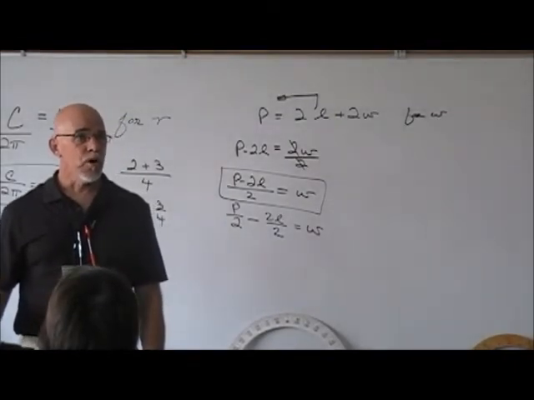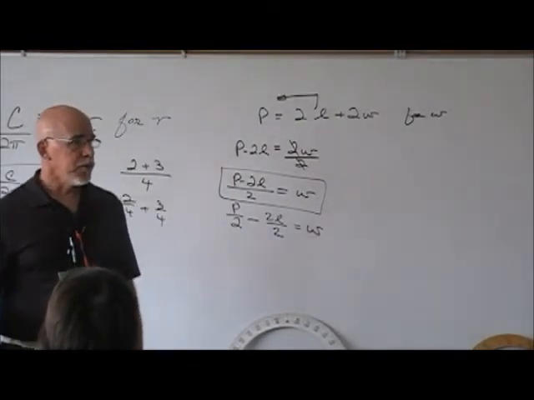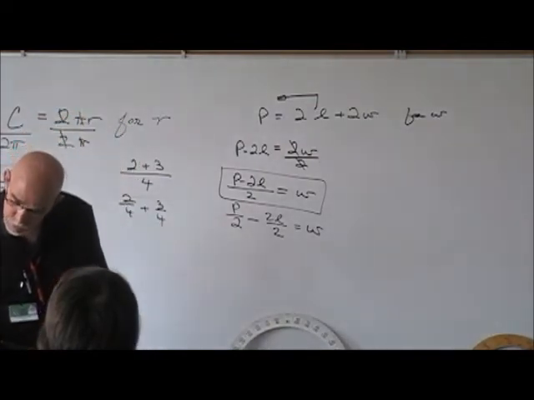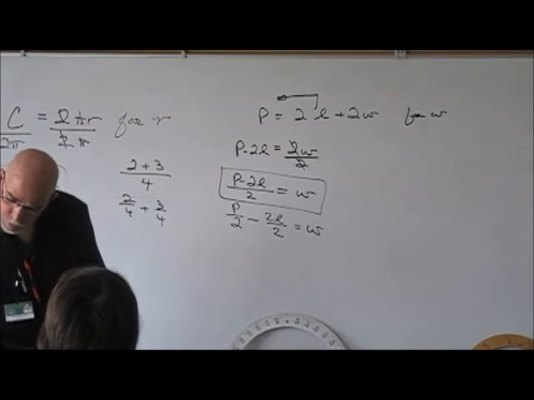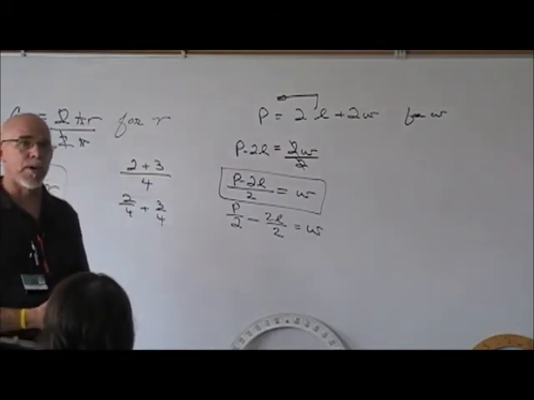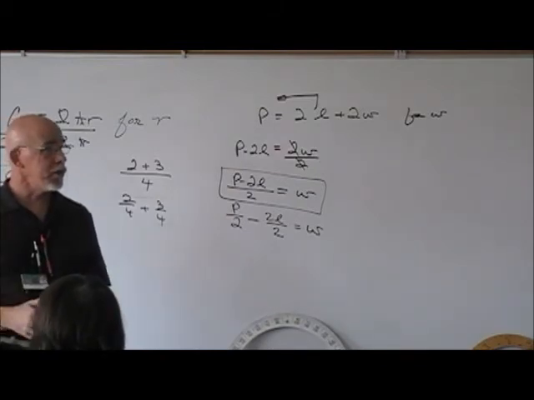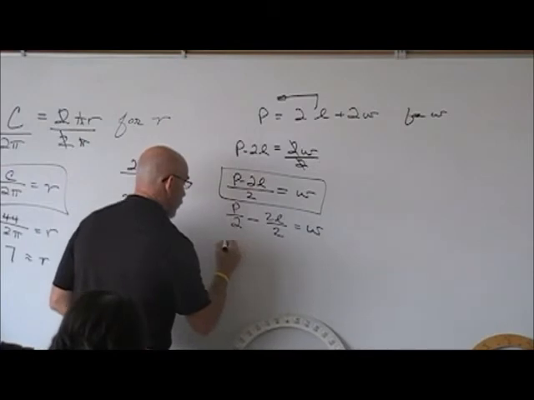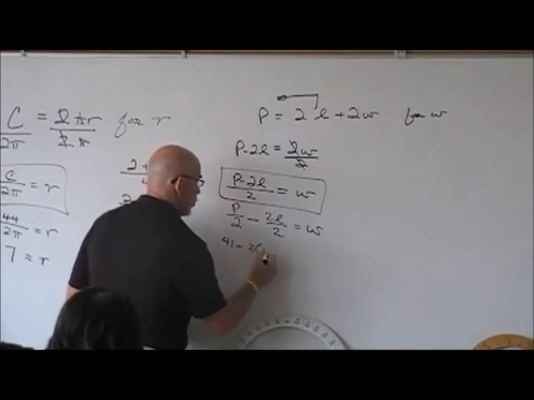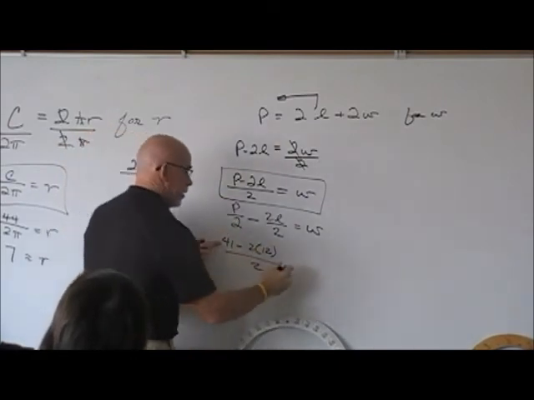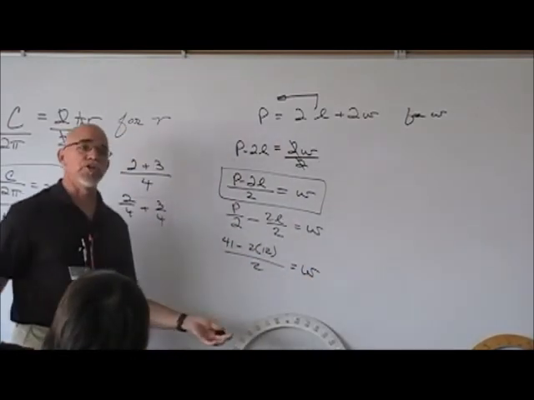But then they say once you get W isolated, solve for W or find the value for W when the L is 12 and the perimeter is 41. So what does that tell you to do? Plug them in for those letters, right? You're going to have 41 and 12. This for perimeter, this for L, and that's what W is. Now you just do the arithmetic.